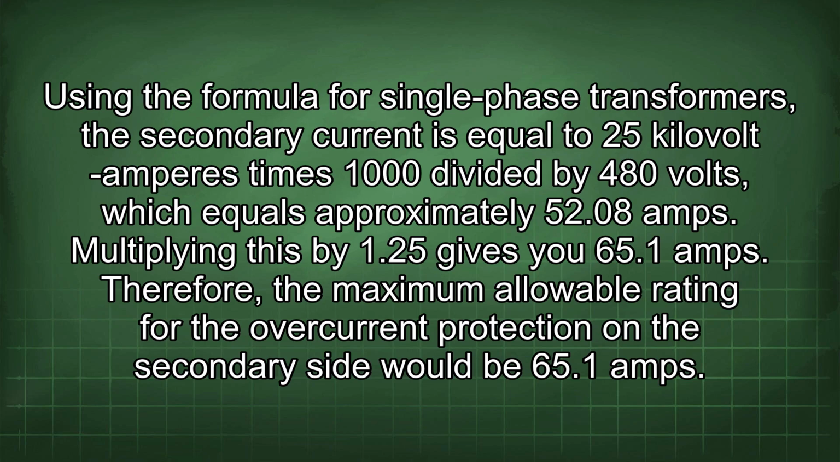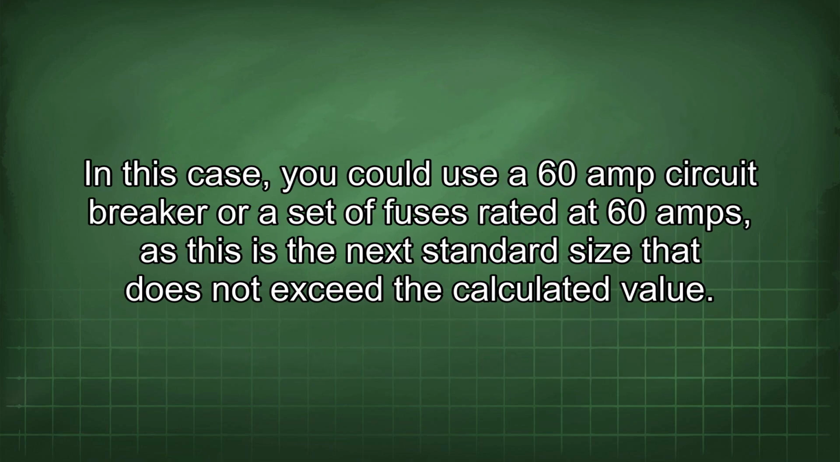Multiplying this by 1.25 gives you 65.1 amps. Therefore, the maximum allowable rating for the overcurrent protection on the secondary side would be 65.1 amps. In this case, you could use a 60 amp circuit breaker or a set of fuses rated at 60 amps, as this is the next standard size that does not exceed the calculated value.